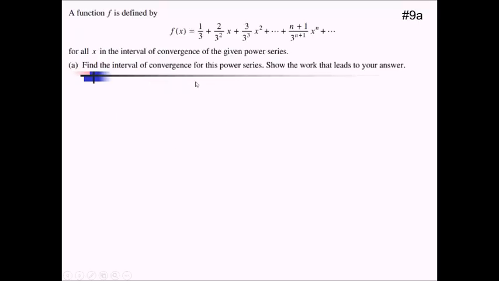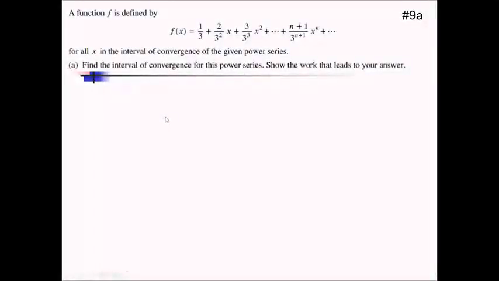For this free response problem, we have this function defined with this series here, which if I wanted to, I could just write as f of x equals the sum from 0 to infinity of basically the general term here. So either way. Now we want to find for part A the interval of convergence for this power series. Since this is not geometric, I have to use my ratio test.